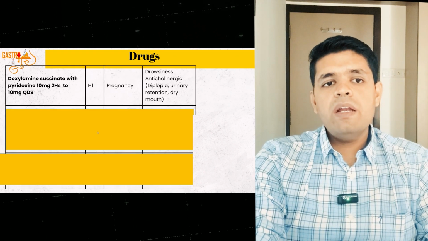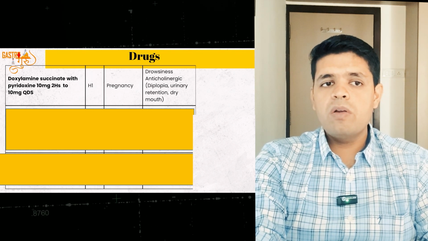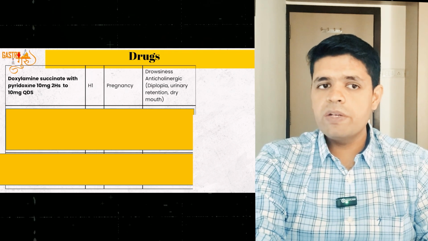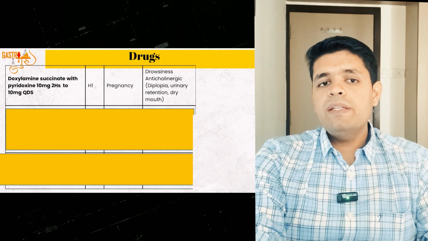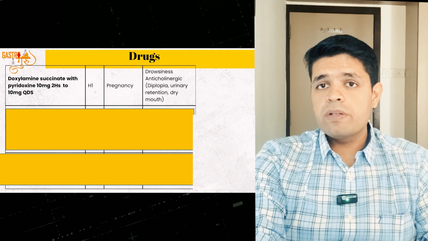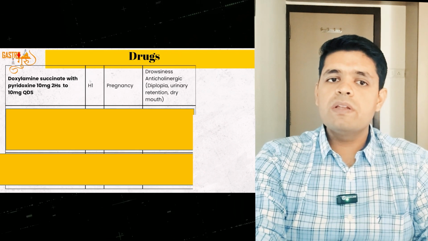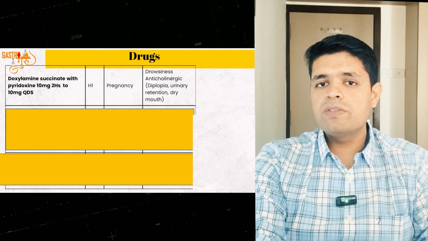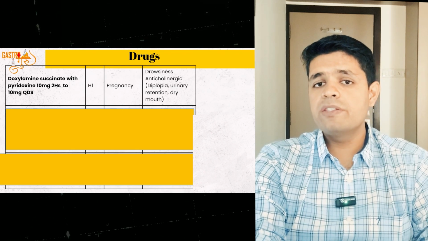Other drugs are doxylamine succinate. It is a famous drug for pregnancy. Always mind you that we must always give it with pyridoxine. It comes in combination. In pregnancy, it acts on the H1 receptor, so they are again centrally located. Because they are antihistaminic, it will cause drowsiness. It has anticholinergic side effects like diplopia, urinary retention, and dry mouth.